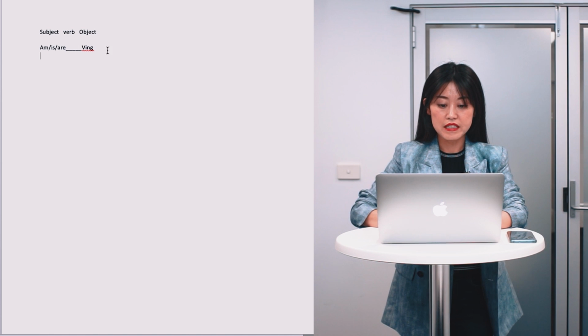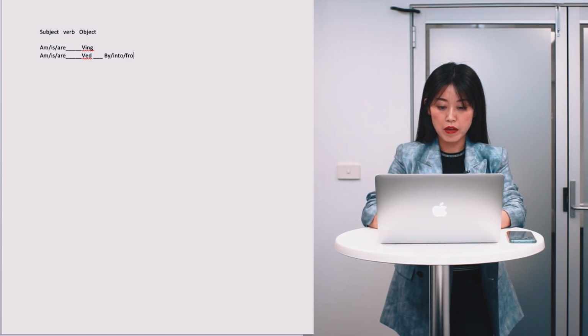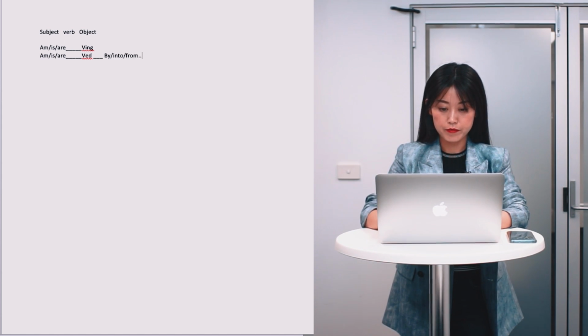or a verb with ed form only if it has some preposition words after. You might have a verb with ed form, but you need to have a preposition word afterwards. Like you might have a by, or you might have into, you might have a from, etc.